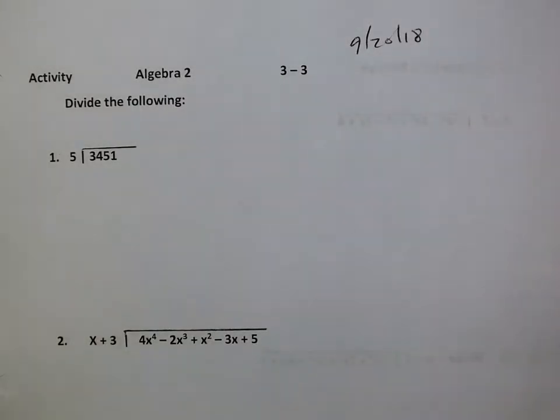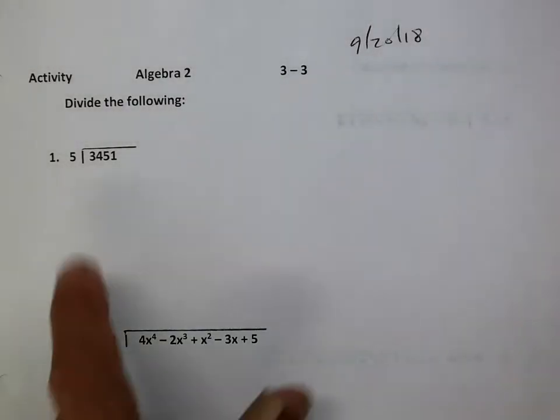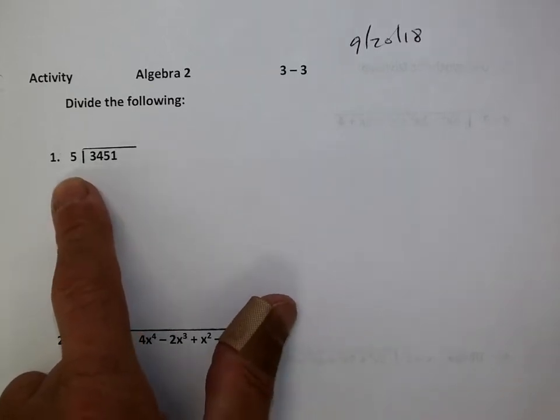All right, so what I'm going to do is just go through problem number 1. Shh, children, Bryce.